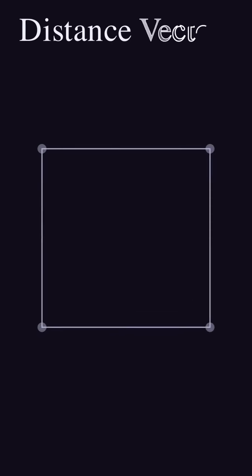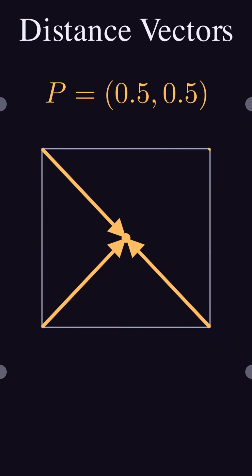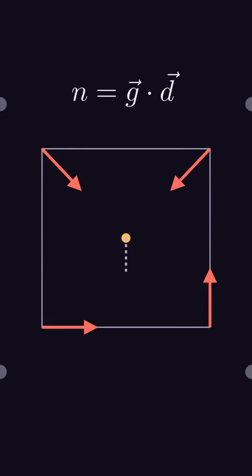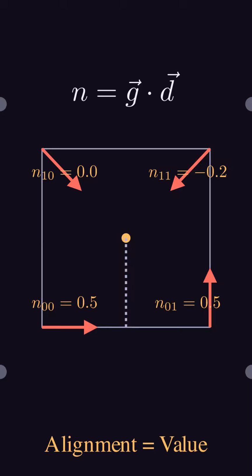To find the noise at point P at 0.5, 0.5, we draw distance vectors from each grid corner to the point. These vectors define the local coordinate system for each corner's influence. We compute the dot product between each corner's random gradient and its distance vector. This measures alignment. If the gradient points toward P, the value is high. If it points away, it is low.